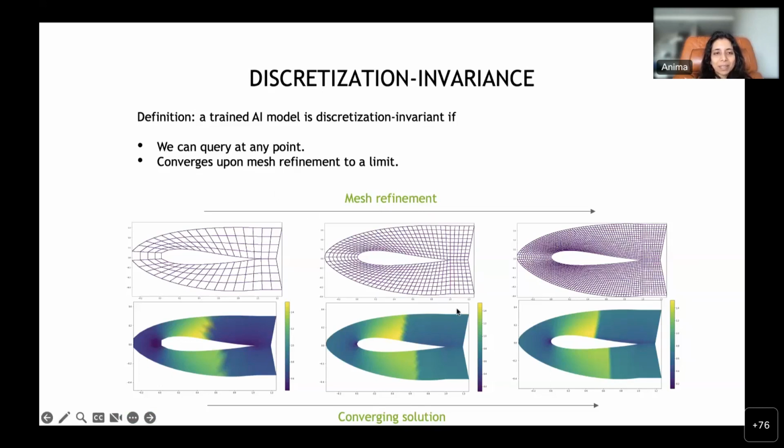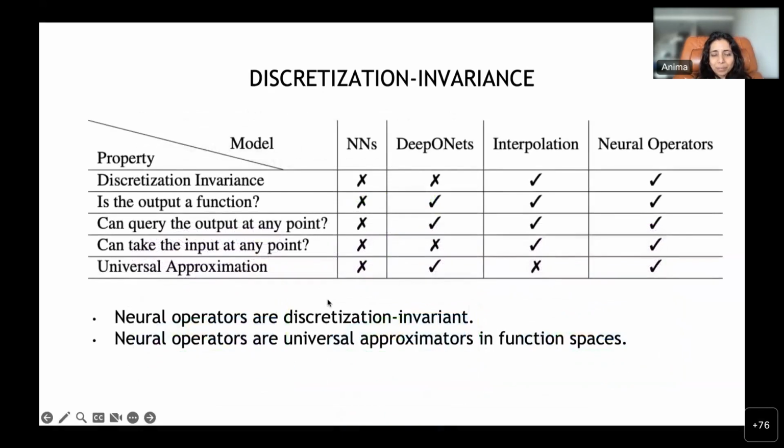And this is something you may not otherwise see in other frameworks. Just to make that point clear, standard neural networks do not have this ability, because with most of them you can't even query at any resolution.